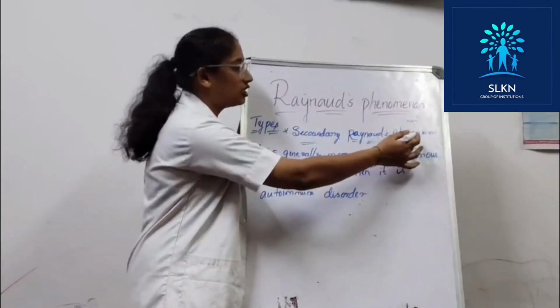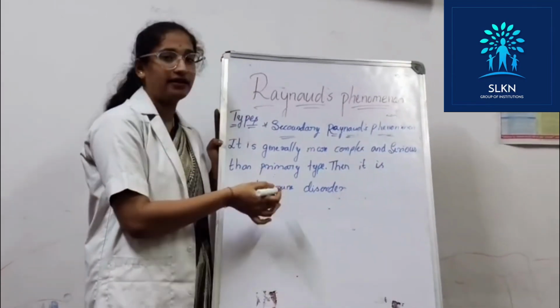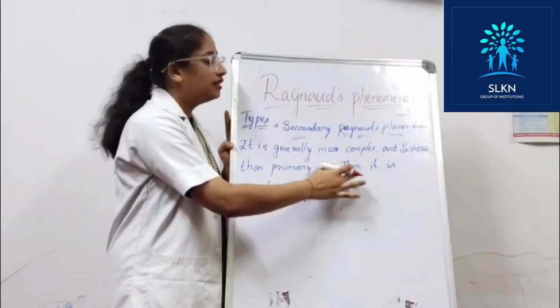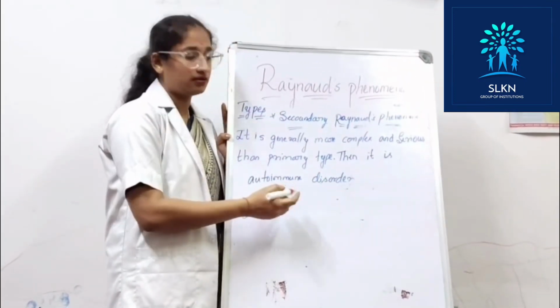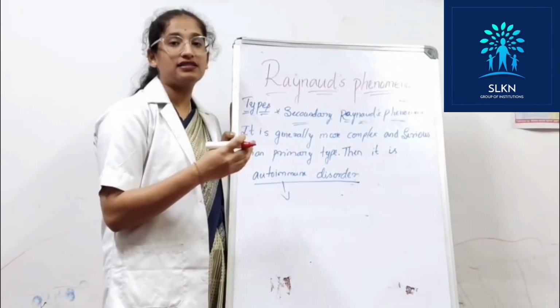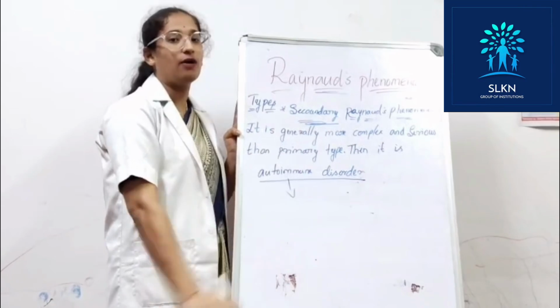Now secondary Raynaud's phenomenon. It is generally more complex and serious than the primary type. It is caused by an autoimmune disorder. Autoimmune disorder means our own immune system mistakenly attacks the healthy cells, and this causes secondary Raynaud's phenomenon.